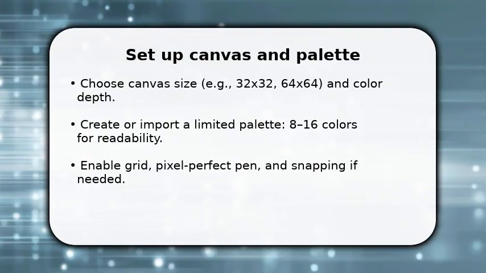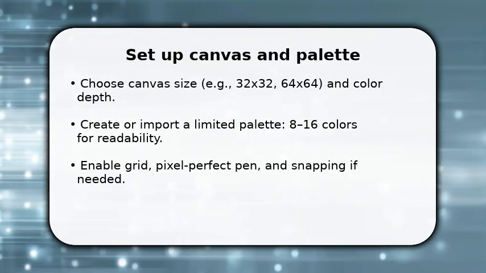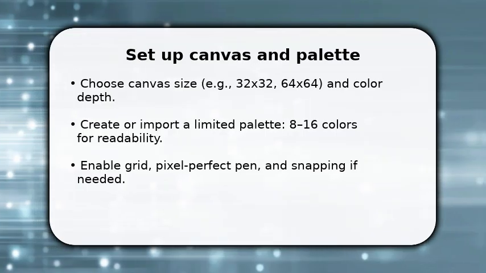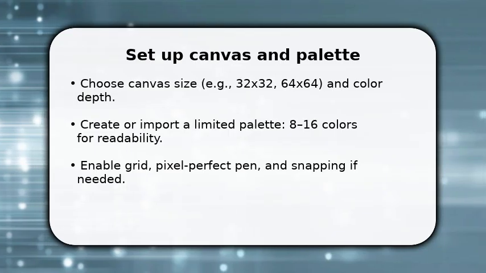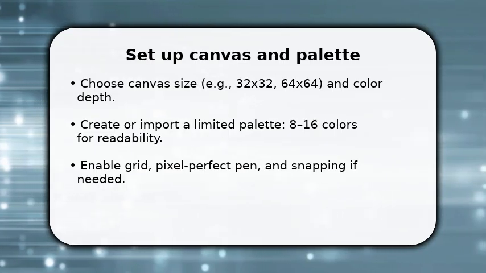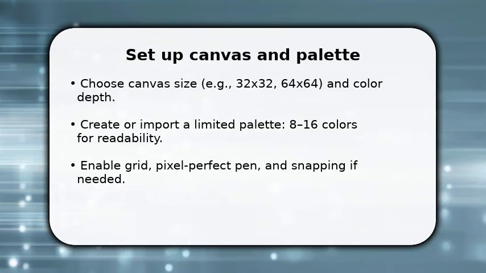You start by defining constraints. Pick a canvas size and lock a limited palette to force clear shapes and silhouette. Once done, set grid and pixel-perfect pen so every stroke aligns. Make sure to enable onion skin for planned animation later and create layers for base, shading, and details.